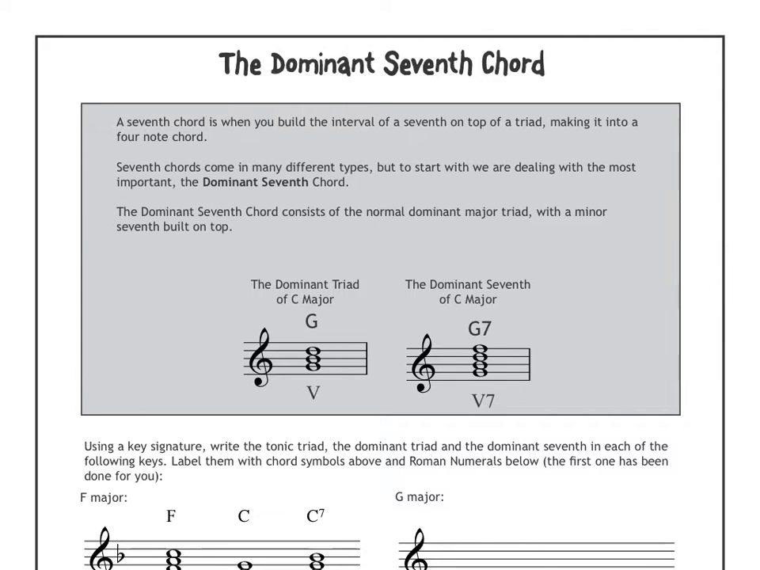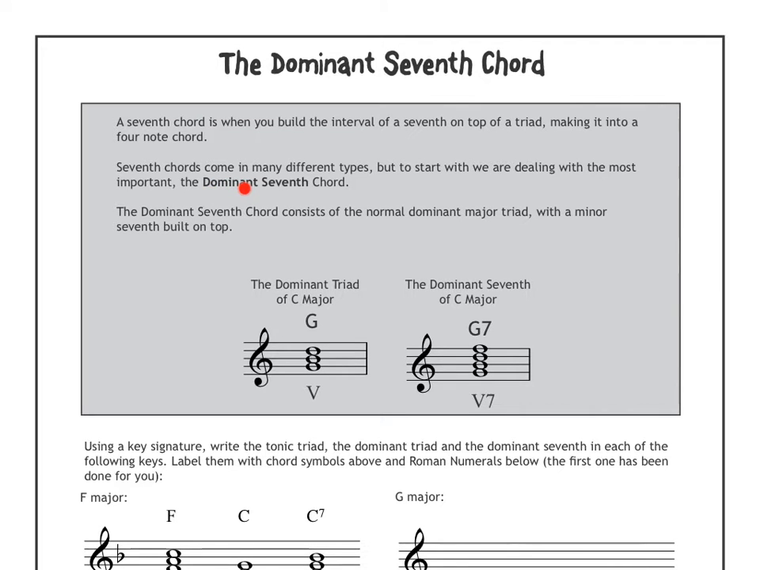So essentially, let's have a quick read here. A seventh chord is when you build the interval of a seventh on top of a triad, making it into a four-note chord. So essentially, we're taking our snowman, our basic three-note chord, and we're adding a fourth note to it, an interval of a seventh above. Seventh chords come in many different types, but to start with, we're dealing with the most important, the dominant seventh chord. Now you know what the word dominant means.